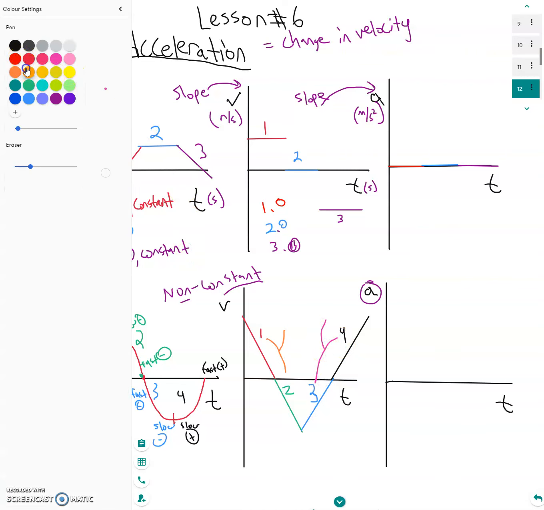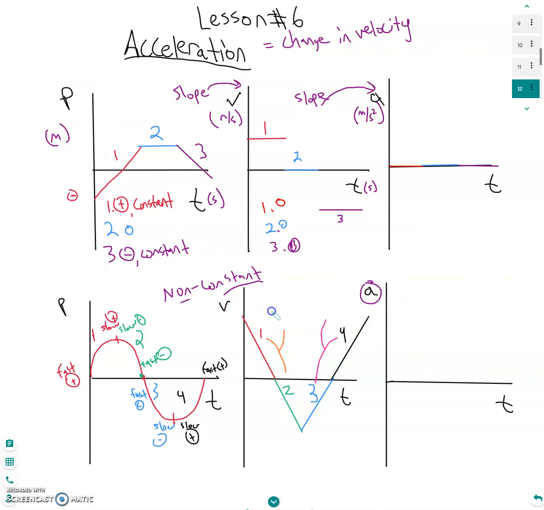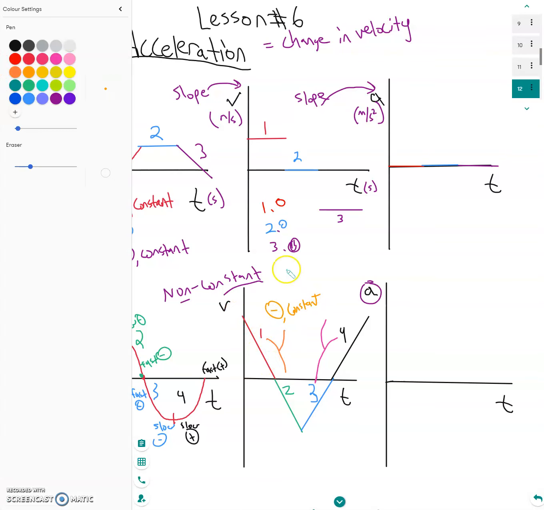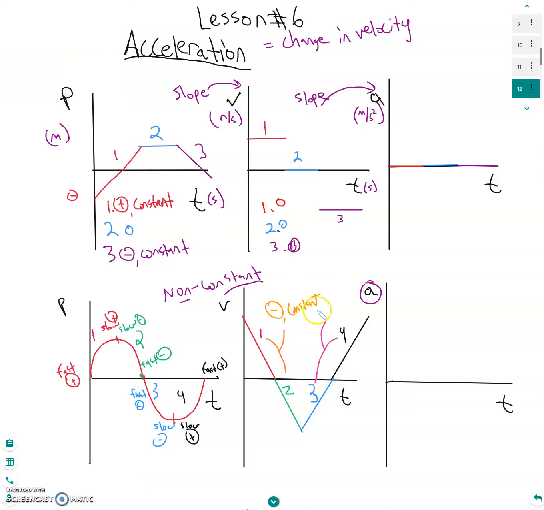Okay, so let's switch to orange really quick. What's the slope? Well, it's negative, and it's constant. What's the slope of this line? Well, it's positive, and it's constant. Right? That means the velocity is changing at a constant rate. It doesn't mean the velocity is constant, because clearly the velocity is going down and then back up, right?